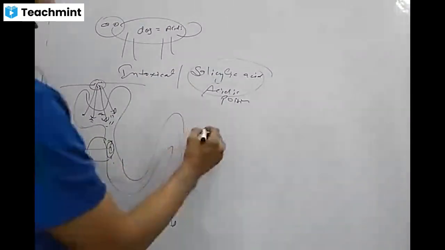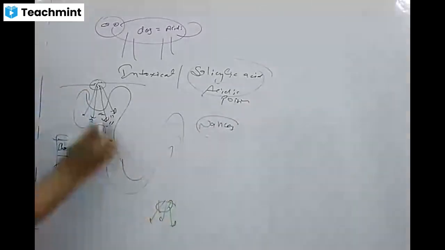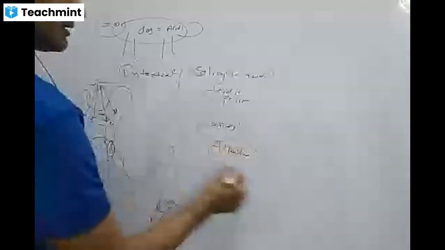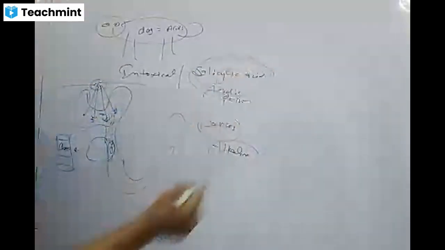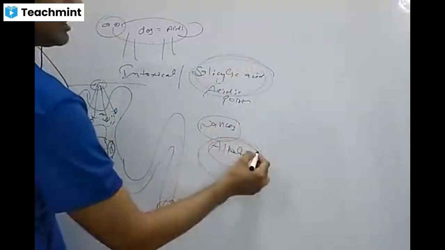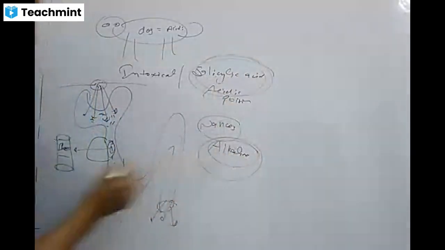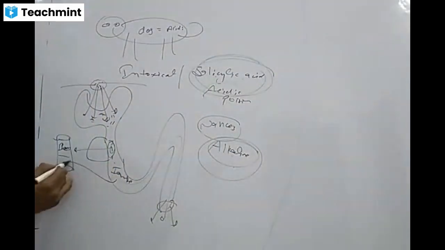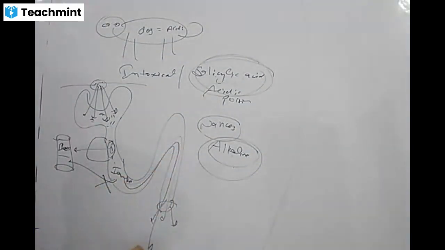So what we do, we give sodium bicarb. Sodium bicarb makes the urine alkaline. Now the drug is acidic and we have made the urine alkaline. Acidic drug in alkaline, opposite pH, it will ionize. And the ionized form will not cross this barrier. So the ionized form will be removed through the urine.